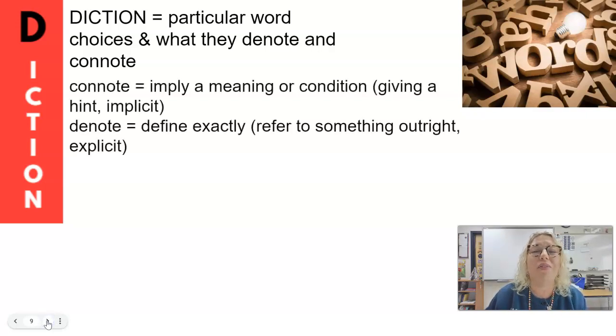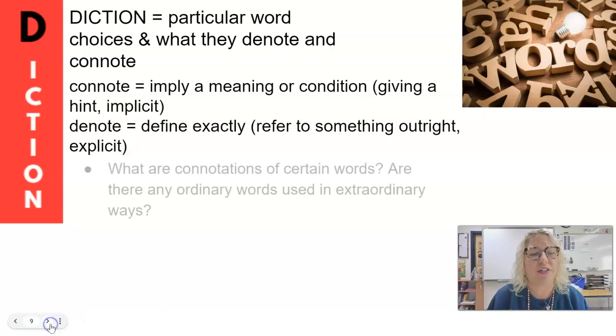Connote is implying a meaning, hinting at a meaning, something that is between the lines, that isn't obvious or stated outright. It's giving a hint, it's implicit. A word denotes something when it is defined exactly. This is explicit. It's a reference to something outright. And both are important when we're looking at diction.